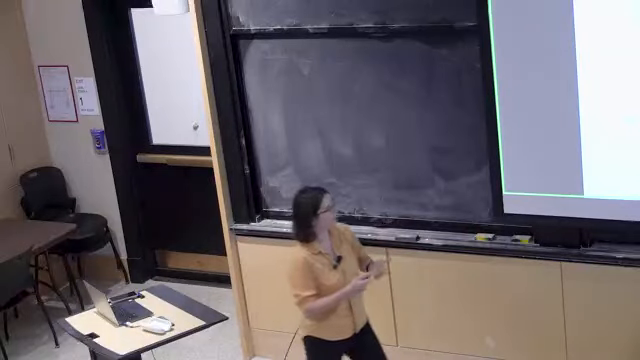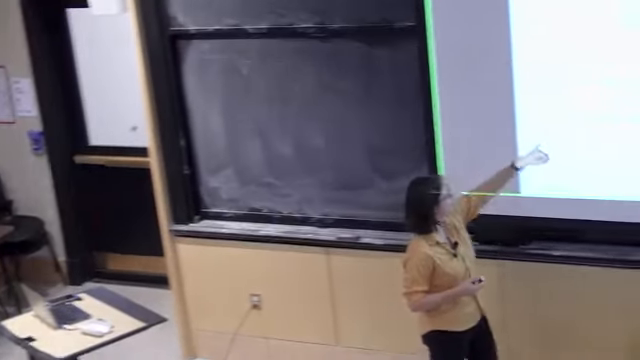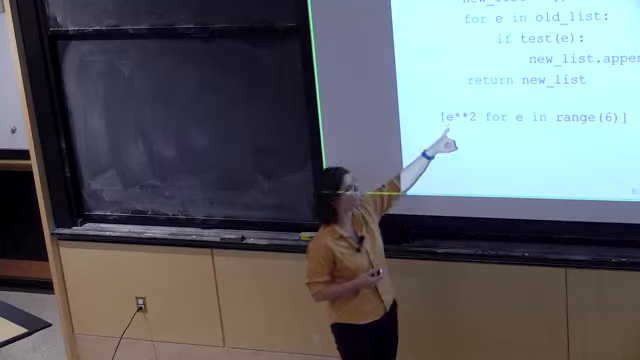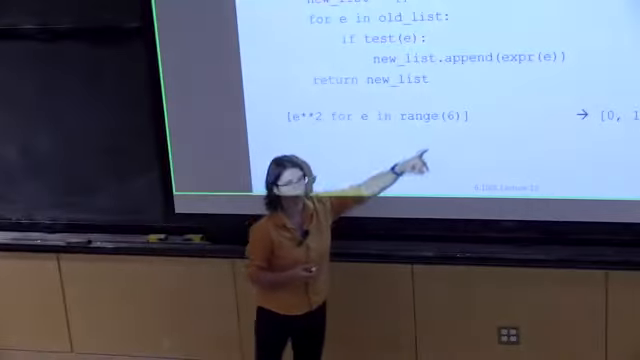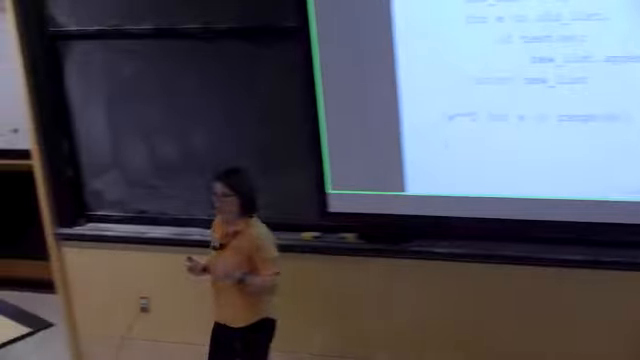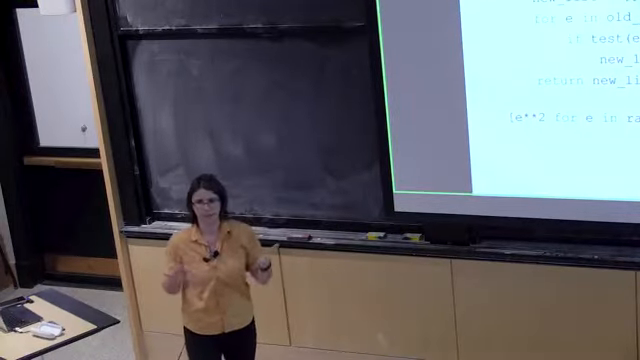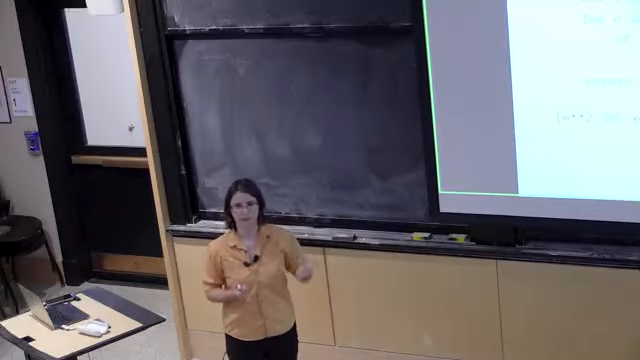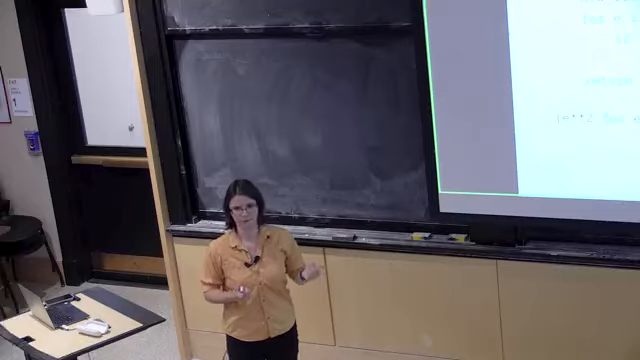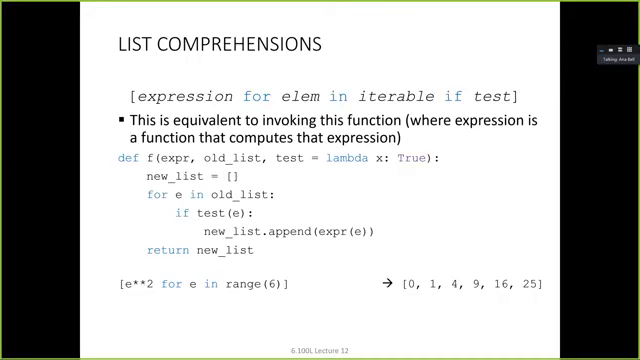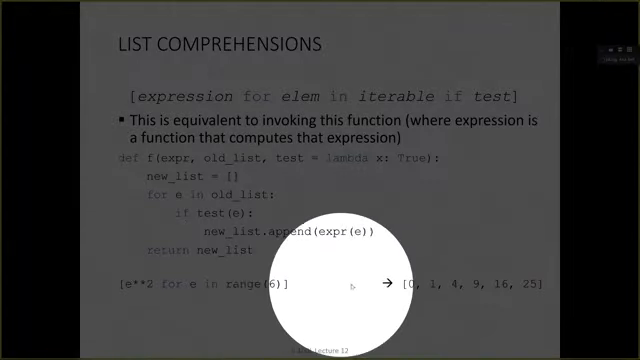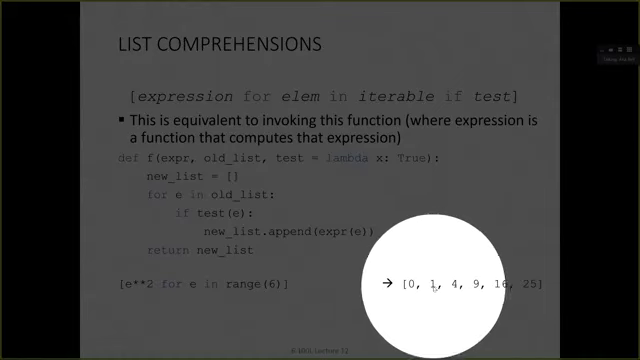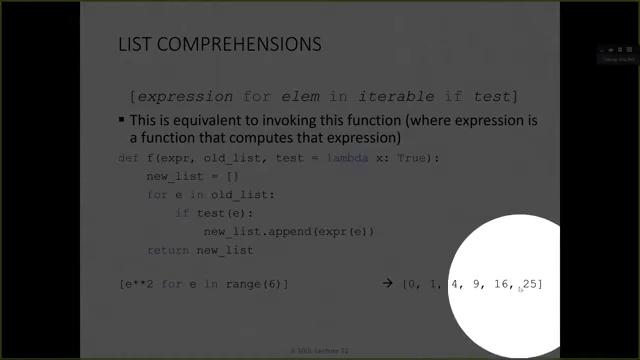So in this particular case, the way I read this is I've got something that I'm squaring, and what's the thing that I'm squaring? It's going to be each value in range(6). So I think about it like, what is this sequence of values that I'm going to operate on? Well, it's going to be the numbers 0, 1, 2, 3, 4, 5. And the thing that I'm going to do to them is square each one of those values. So the end list that I get out of this one-liner here is a list containing 0 squared, 1 squared, 2 squared, 3 squared, 4 squared, and 5 squared.